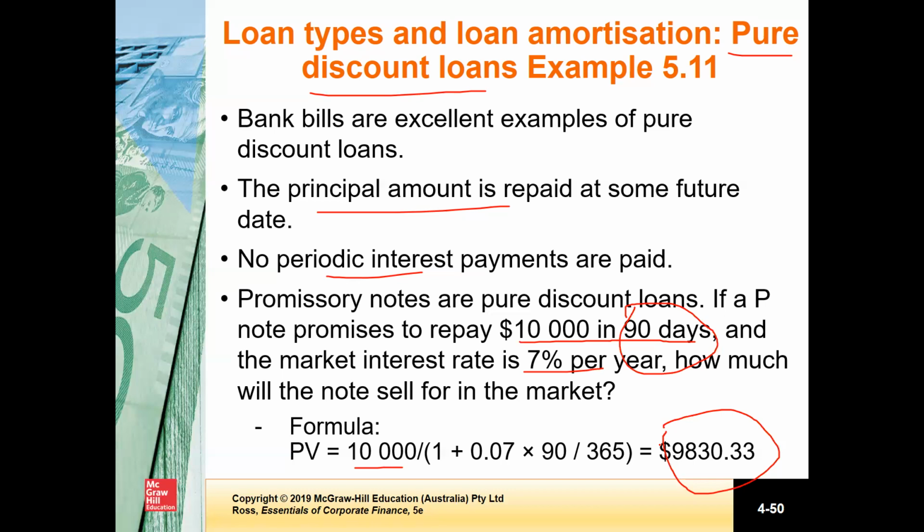So essentially, if a borrower issues this promissory note, the borrower will issue it at 9,830, which means that this is the amount you are borrowing as an issuer. And at the maturity, that means after 90 days, you will pay $10,000. So once again, you borrow 9,830 today and you pay $10,000 after 90 days. You are essentially paying 7% interest. So this is an example of pure discount loans.